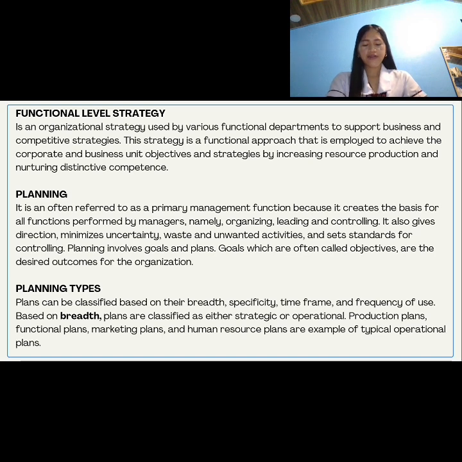So it can be classified based on the breadth, specificity, time frame, and frequency of use. Strategic plan kay ang broad o long-term nga nag-guide sa entire organizations sa overall goals. Ang operational plan kay more specific o short-term goals, using the departments to achieve strategic goals.